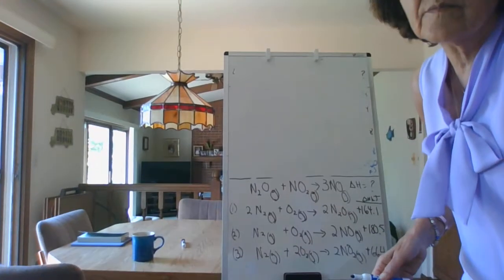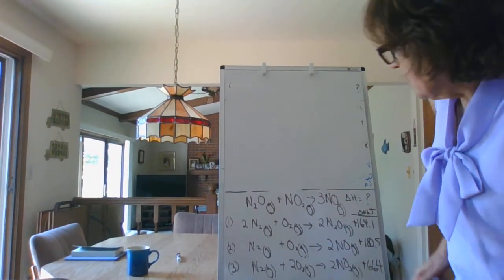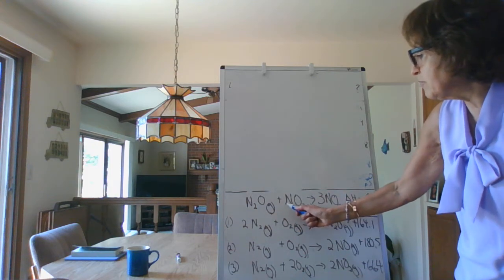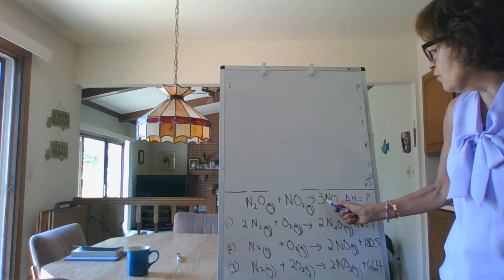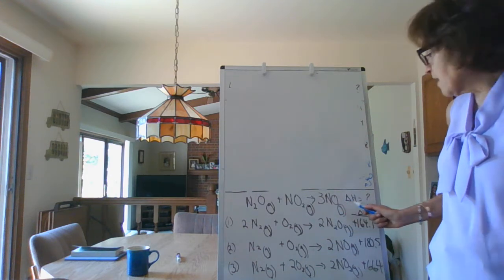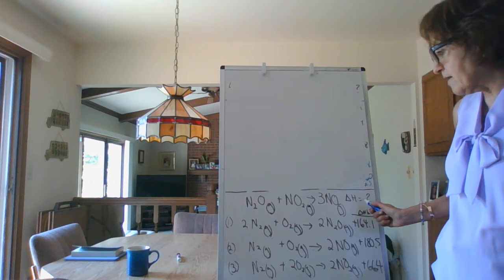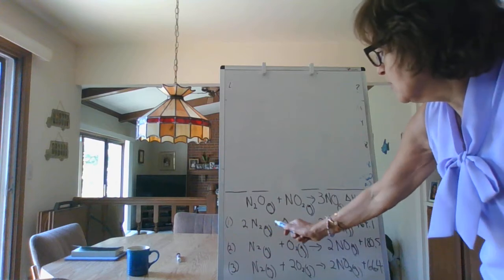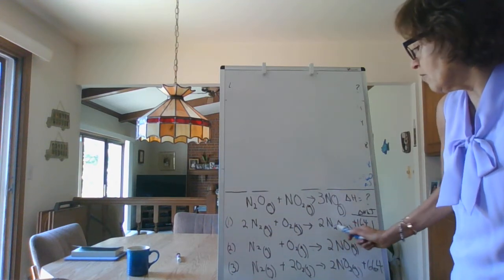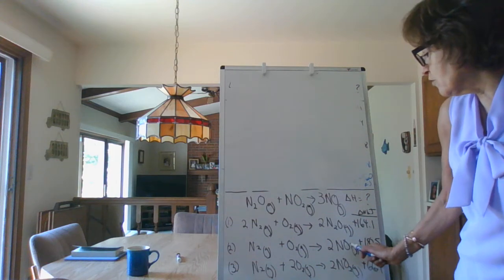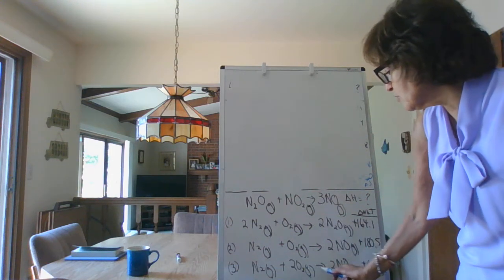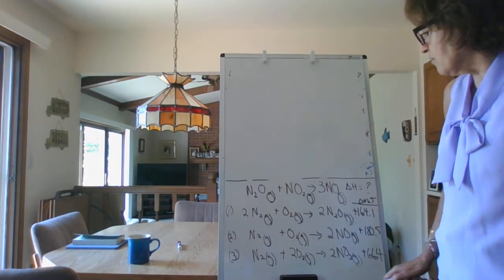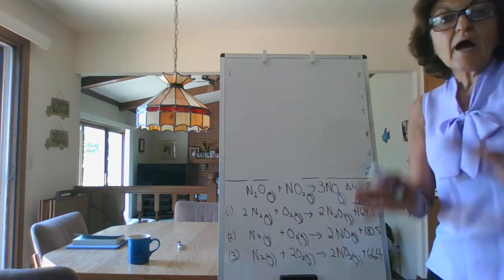Okay, so here we go. This is the one that I have. All right, so what we're going for is dinitrogen oxide plus nitrogen dioxide will give you 3 nitrogen monoxide. And you want the delta H for that, all right? And these are the three ones that you know. You know that 2N2 plus O2 will give you 2N2O. N2 plus O2 will give you 2NO. And N2 plus 2O2 will give you 2NO2. A little confusing because all the N's look alike and all the O's look alike, but they're different. How do I approach this?